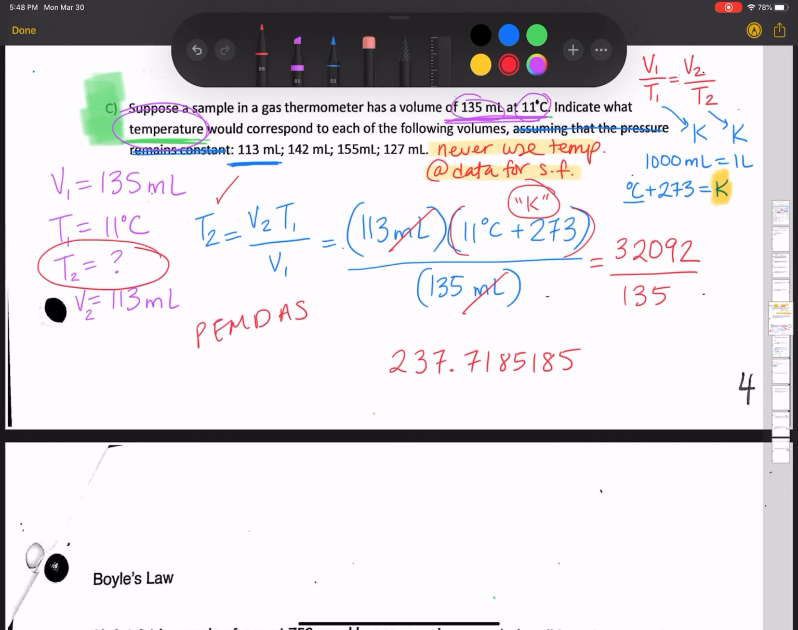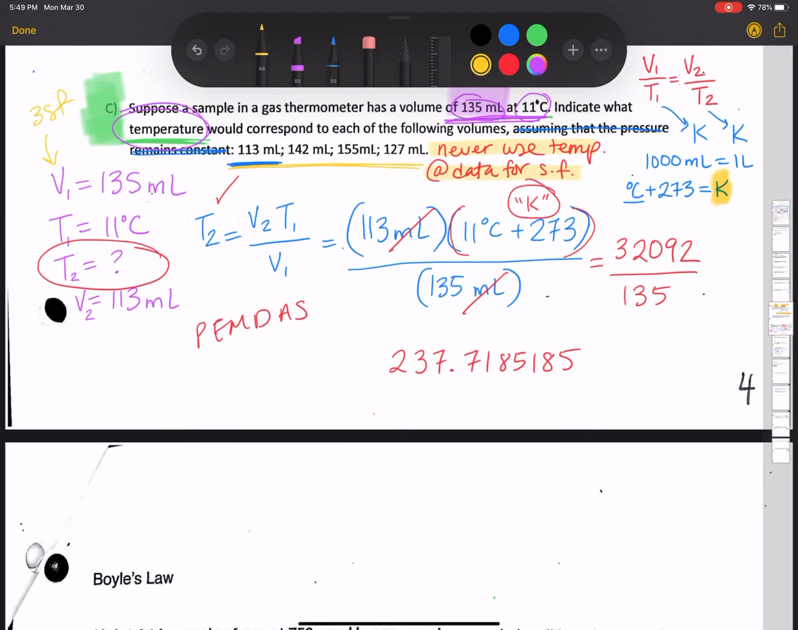I need to go back and identify my sig figs. The only one that's going to help me identify sig figs is going to be volume. And in this case, it's just going to be my original volume, which was 135 milliliters. So 135 milliliters had 3 sig figs. These are not data because this is what I'm looking for, the new volume.